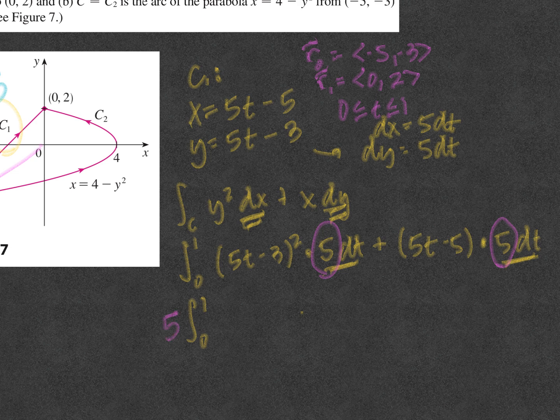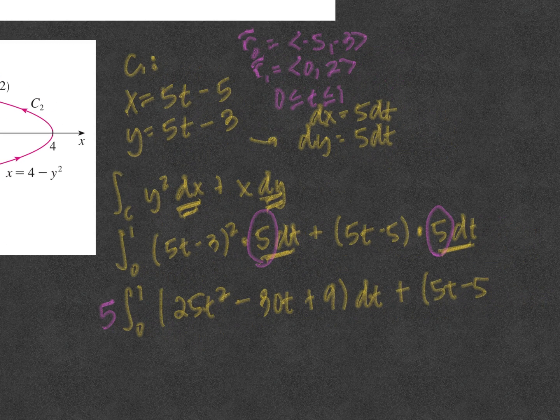So I have a 5 here. And then we have 5t minus 3 quantity squared. So that's 25t squared, and 5 times 3 is 15. Doubled is minus 30t plus 9 with respect to t. Plus, here we have 5t minus 5 with respect to t.